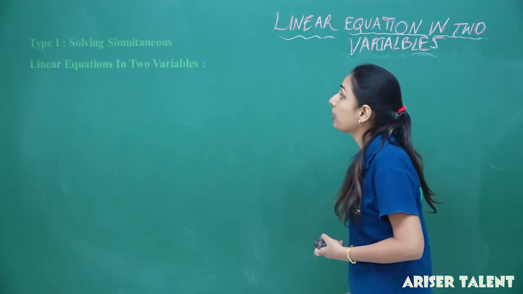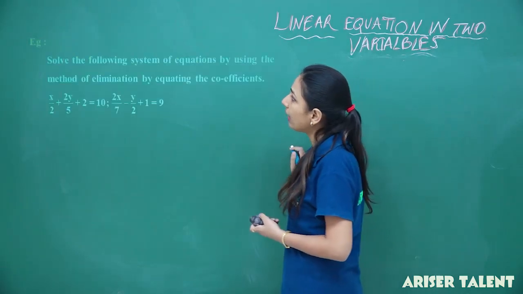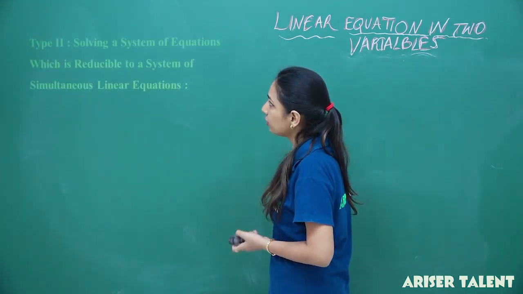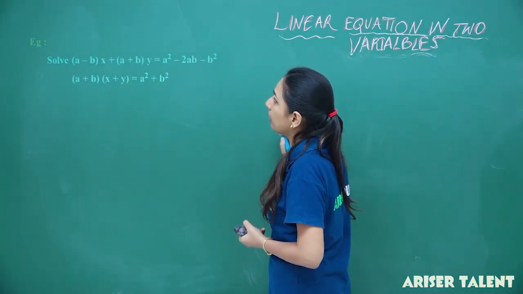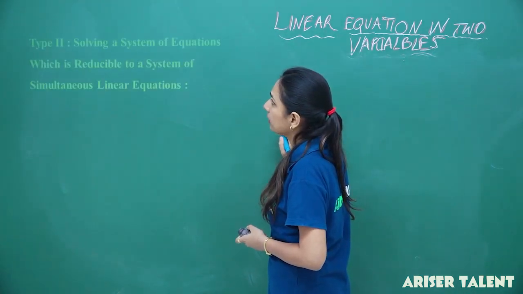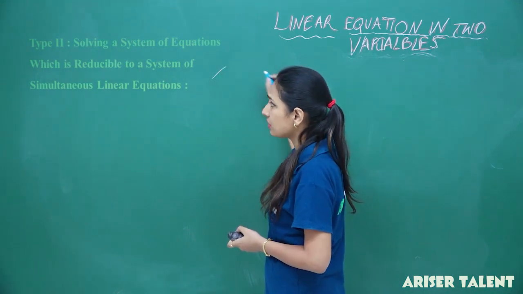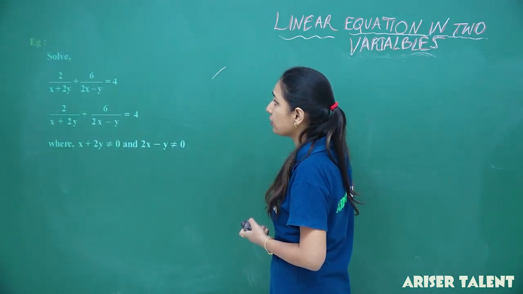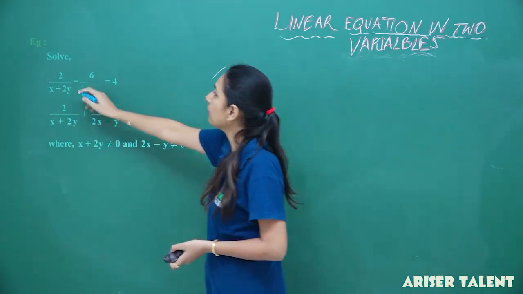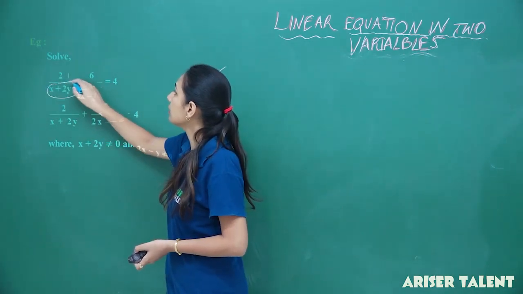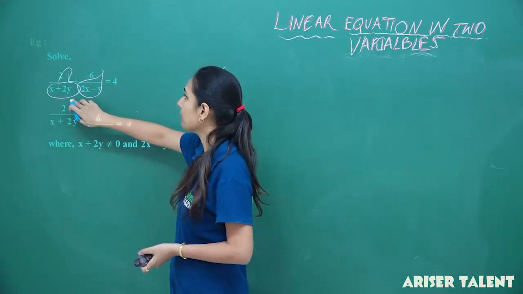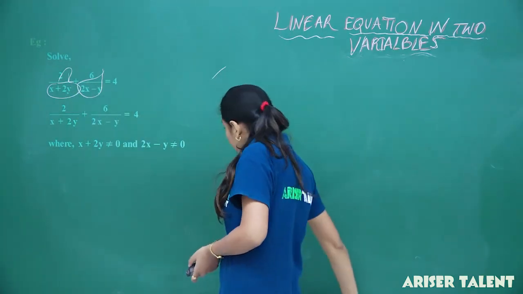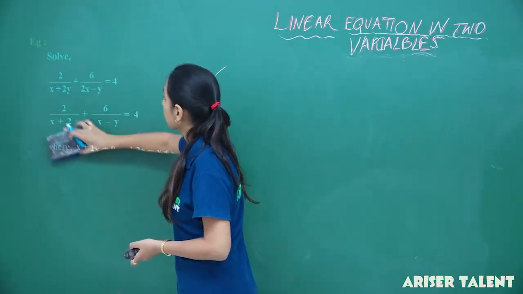Okay. Now, about these two variables, we have done some questions. So, we have discussed some types here. Reducible systems to simultaneous linear equations. Like this, we consider this complete expression as P and this as Q, not x and y, but P and Q. Okay, so we considered that also.